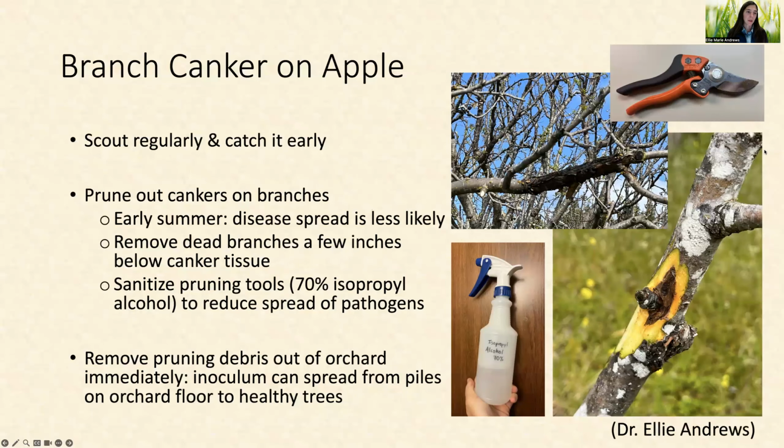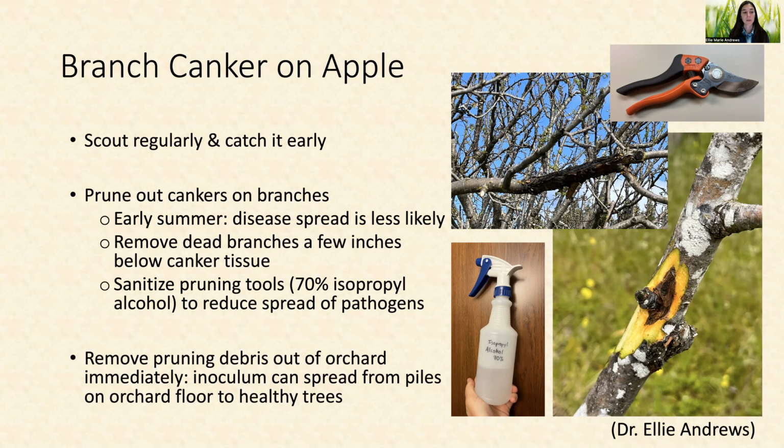So thinking about management, we want to make sure we're scouting on a regular basis and catching this issue early. You want to make sure you're pruning out cankers on branches. This is different than architectural pruning. Here we actually have a different goal where we're identifying these cankers and getting rid of them. So we want to cut them out and make sure that we move them out of the orchard.